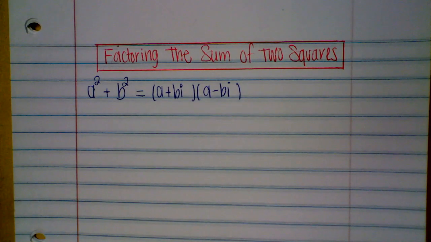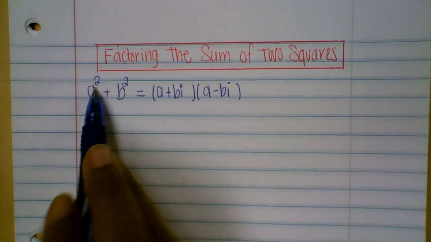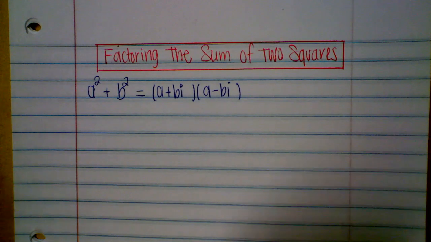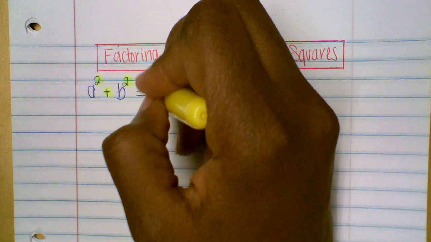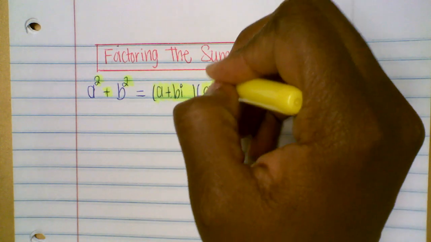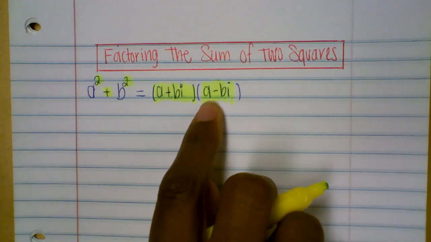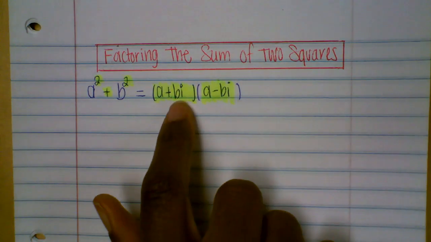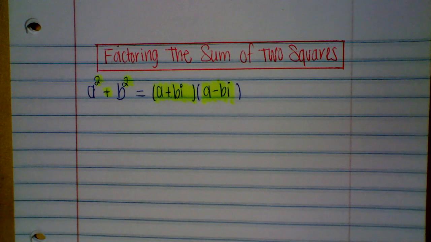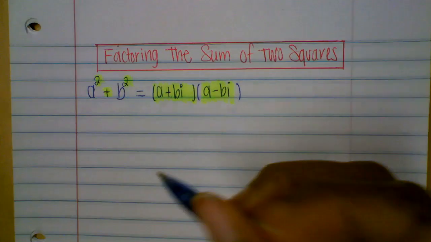Again, to factor the sum of two perfect squares, it is going to be the product of two complex conjugates that share the same real part, which is the a, and the opposite imaginary part, which is bi, and as you can see, they're opposite. Again, why is that true? Let's multiply, let's undo everything.